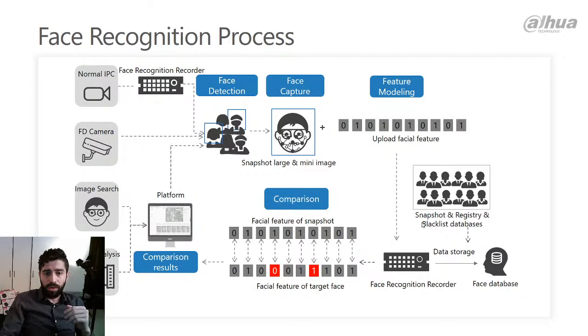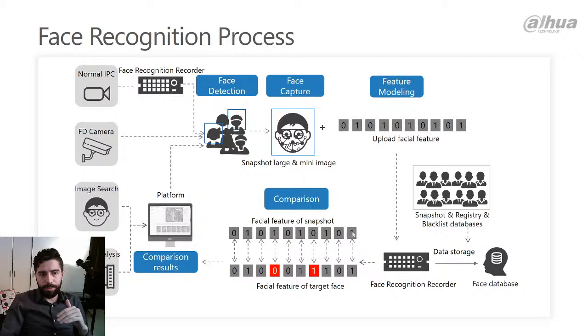Also, in this data storage you have the snapshot, registry, and blacklist database. You can define here all of the things that you want to do with the database. Here we have the comparison of the facial features of the snapshot. Okay, it will capture it and recognize it. Here it will make the comparison, so there is a difference, and it will give the comparison result. For example, this guy's name is Ahmed, and this one is Muhammad. Based on your database, if you put him in the stranger list, it will consider this guy, Muhammad, a stranger, okay? He is compared with our database.